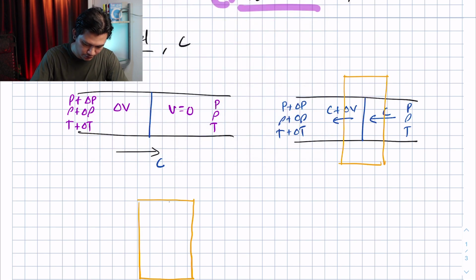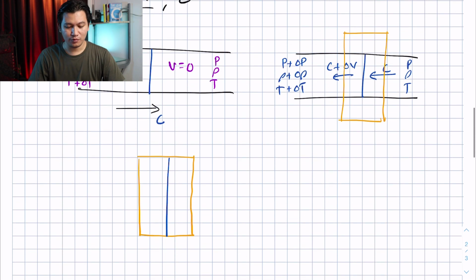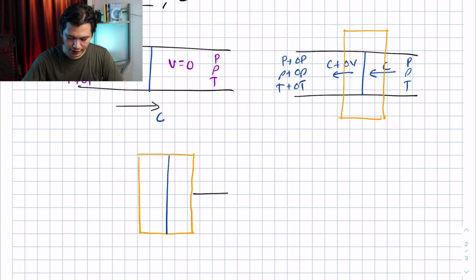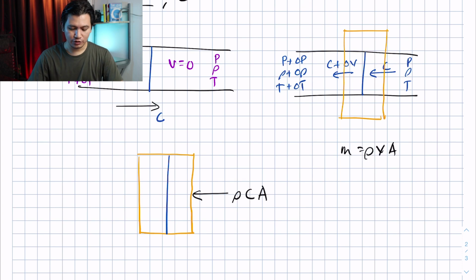Okay, and this is the wave again. What is going into this control volume is, we know that m dot is rho times velocity times area. So on the right hand side, we have rho times velocity. What is our velocity now? Remember, our velocity is c, and our area is the area of the pipe, A. So that is the mass flow of the fluid that goes into the control volume.